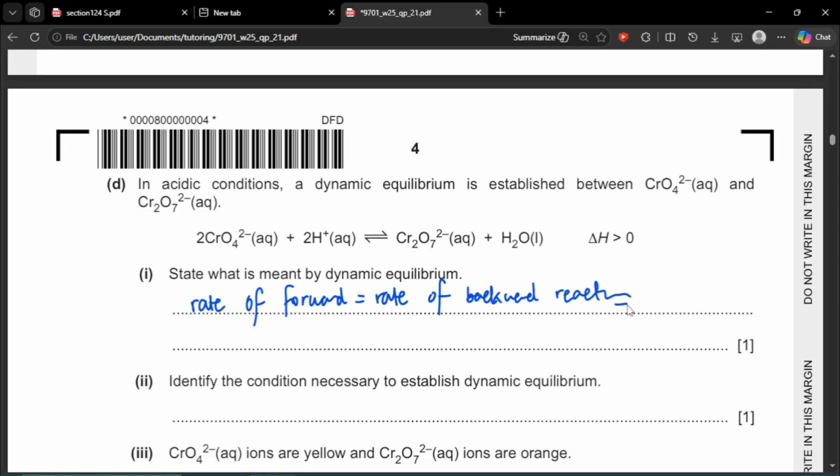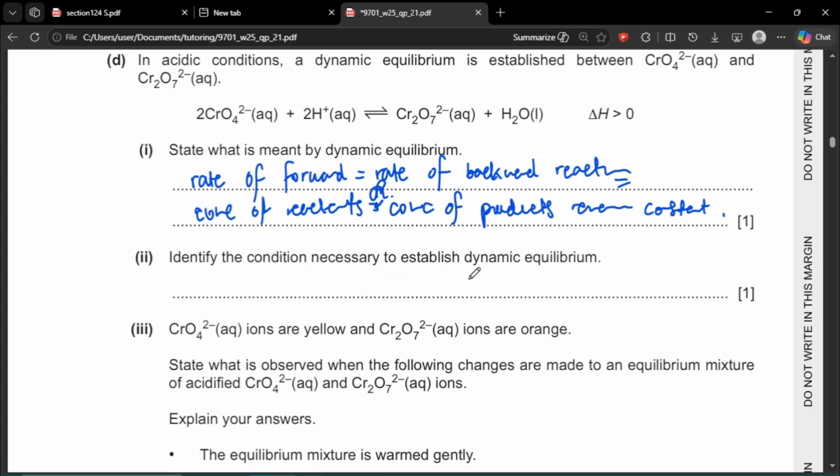Rate of forward reaction is equal to the rate of backward reaction. You have to write it in proper sentences. You can't just write this crap. I apologize for swearing. Anyways, dynamic equilibrium would be when the concentration of reactants and the concentration of products remain constant. If you memorize this and this comes in your exam, easiest free mark.